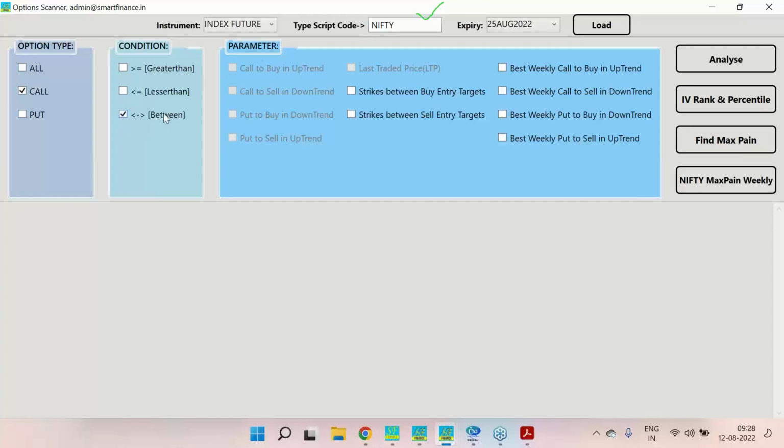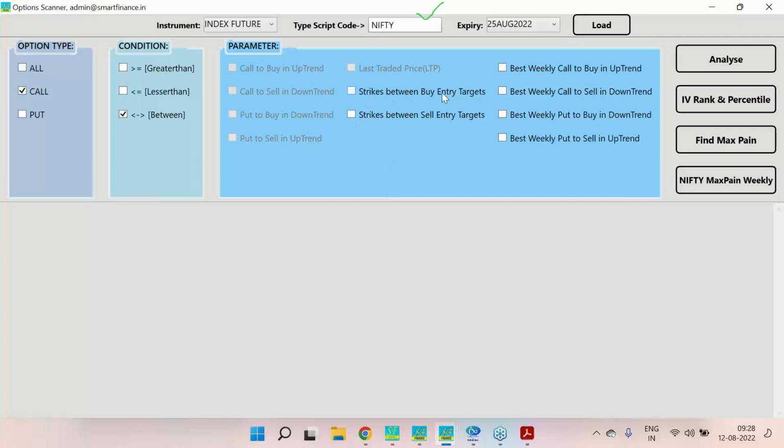Once you hit here, you will get some 6 tabs enabled for you. If you go for the put and hit here, one group of tabs will be enabled. If you hit here, another group of tabs will be enabled. Same process: if you go for the call and the between option, you will see some tabs getting enabled.